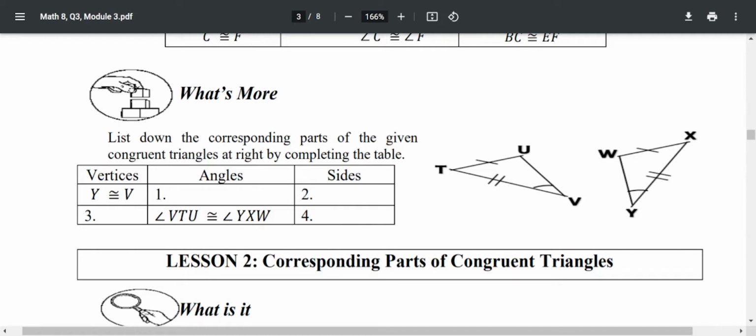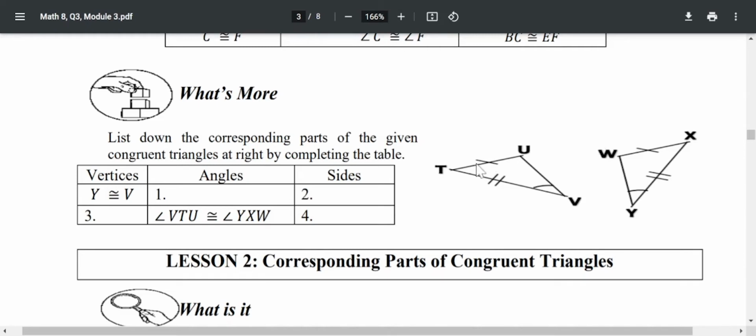Then we have angles. We are given that angle VTU is congruent to angle YXW. So that means angle T is congruent to angle X. So that means vertex T and vertex X are also congruent. So our answer is correct that vertex U is congruent to vertex W. Now since angles are also what we are looking for, angle U is congruent to angle W. So angle TUV is congruent to angle YWX. Then for the sides, identifying the sides is easy because there are markings given.